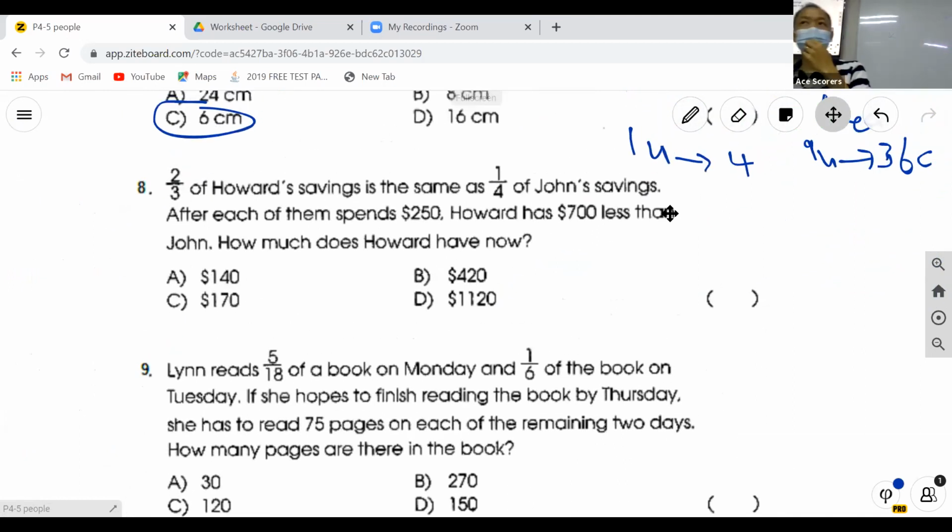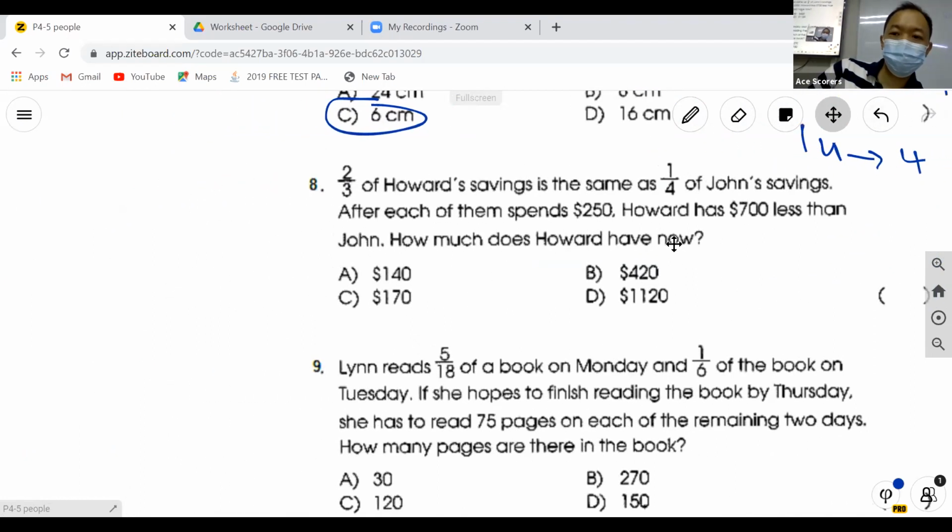Okay? Come on, go. Are they meant to do 8 and 9? No? Is it tough? Okay, let's look at question number 8.